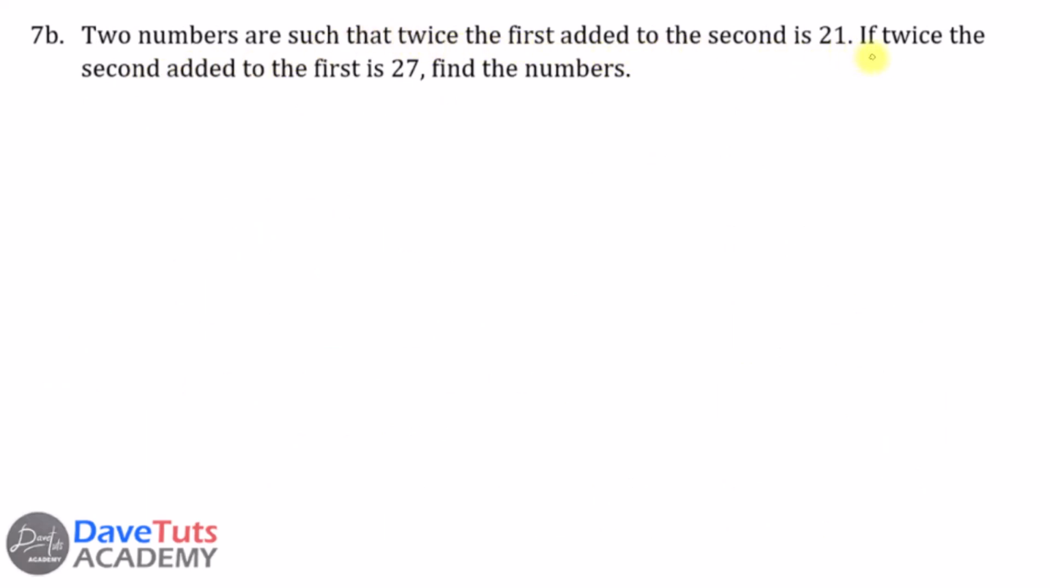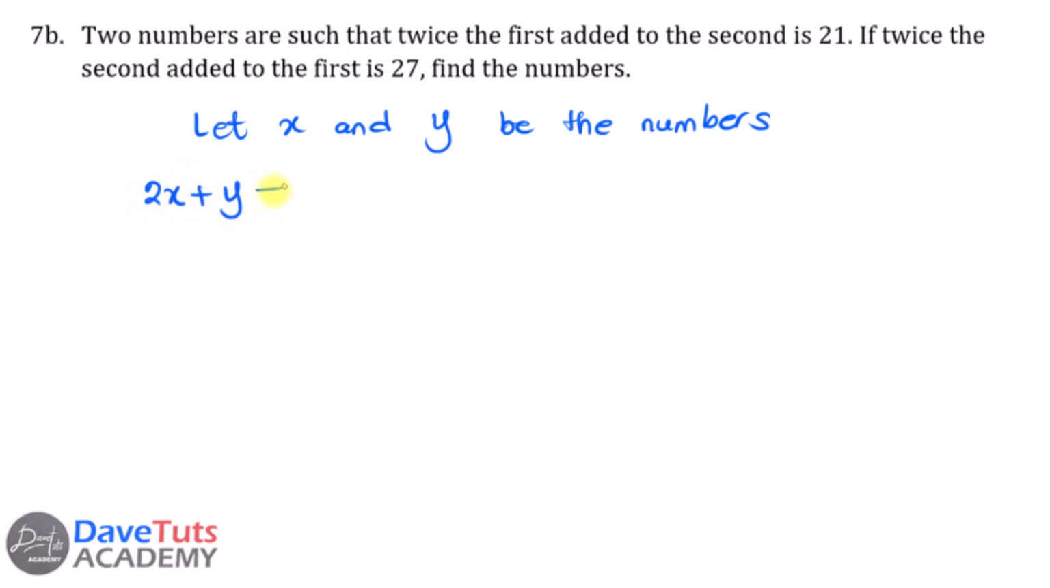All right. Here we are told that two numbers are such that twice the first added to the second is 21. If twice the second added to the first is 27, we have to find the numbers. So let x and y be the numbers. In the first case, twice the first, so we have 2x added to the second plus y is equal to 21. And then twice the second added to the first is 27, so the first x plus twice the second 2y is equal to 27.